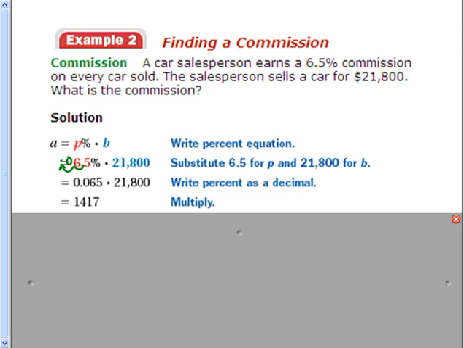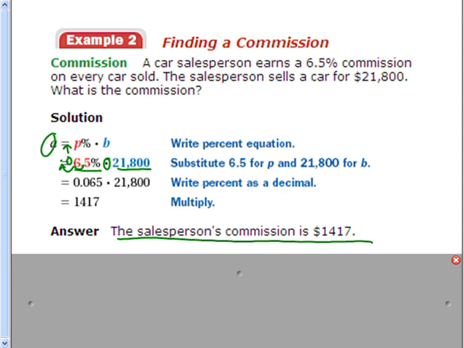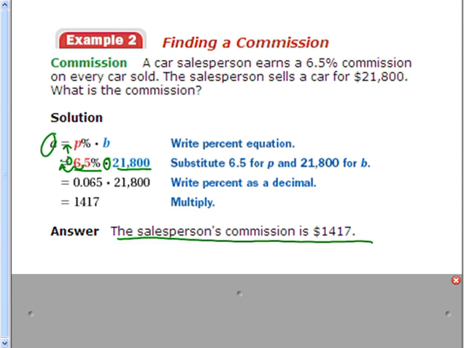Once you multiply that, and again, that could be done on a calculator, that could be done on paper, that could be done using lattice or traditional multiplication, you end up with 1,417. What does that mean? First of all, it means that 1,417 is 6.5% of 21,800, and that also means that the salesperson's commission is that amount, $1,417. So there's an example of a situation where you have to find a percent of something, and you could use the percent equation to do that.